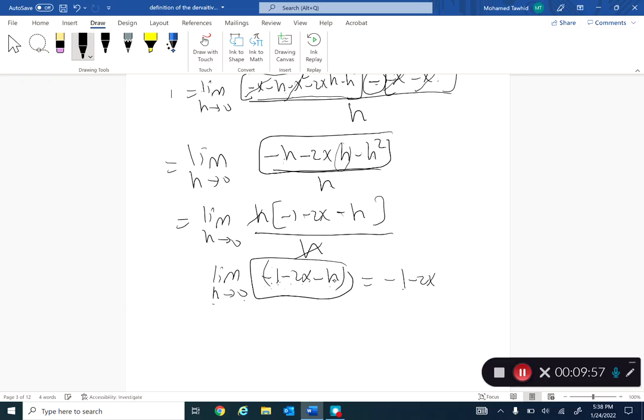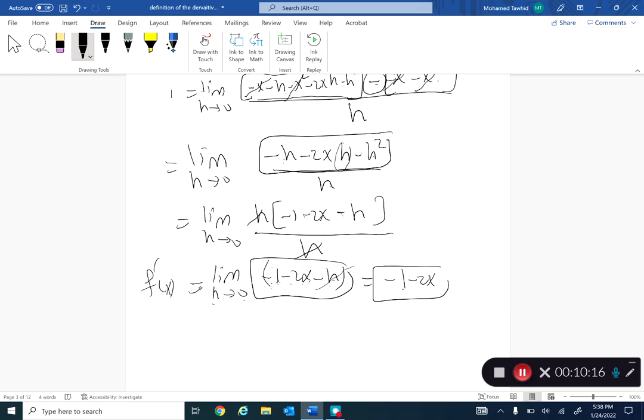Just replace h by 0, then this term becomes 0. So that is our derivative, where I use the derivative by replacing x by... that's f prime of x.